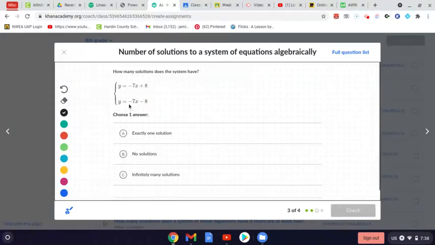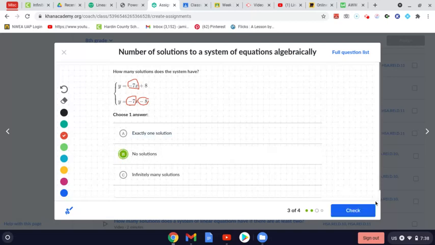When I look at this one, at first glance, you're like, okay, they have the same slope. So the second you notice they have the same slope, you should be like, all right, that means it can't be one regular solution. The second you have the same slope, it has to be one of your special solutions. So then you're like, okay, same slope, but these y-intercepts are different. So it's no solution.